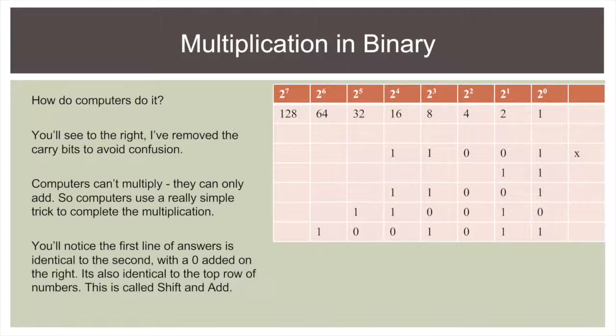So now the question is, how do computers do it? Okay. On the right, I've removed the carry bits to avoid confusion. They can't multiply, they can only add. So computers use a really simple trick to complete the multiplication.